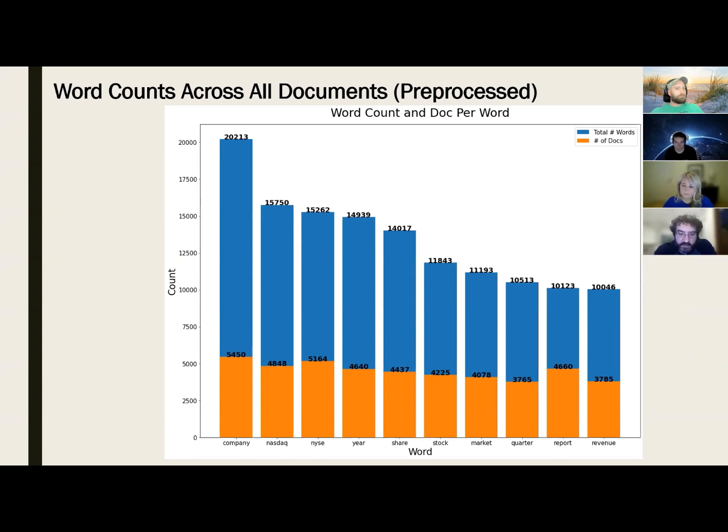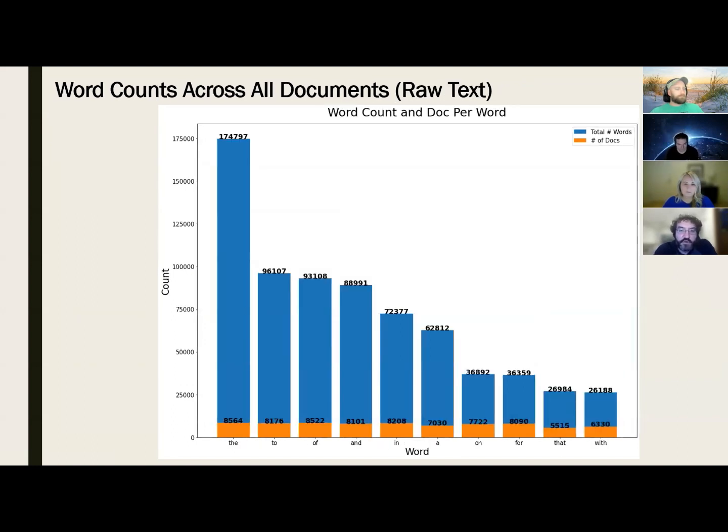So you can see company, NASDAQ, New York Stock Exchange, words that we'd expect. That's the blue bar, and the orange bar shows how many of the articles the word showed up in. And then just for comparison, this shows what that would have looked like without the stop words taken out. So you can see "the" shows up the most at 174,000 times, and it's in 8,500 of the 8,700 articles. You can see the other words are all stop words, common words that don't usually add much to analysis, like to, of, and, in, etc.